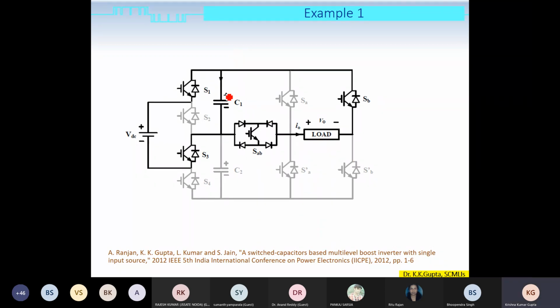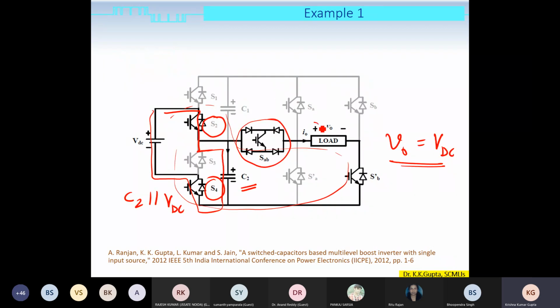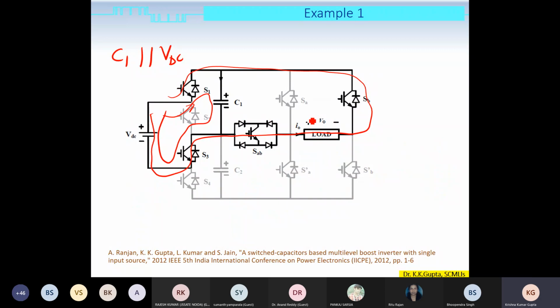I'm taking another state, and in this state, we have capacitor C1 in parallel with VDC. Here C1 is in parallel with VDC, and we also see that the load is connected to VDC. This time the polarity of the voltage is reversed. Here you see that the reference higher potential terminal is connected to the higher potential terminal of the load, whereas in the second state, this reference higher potential terminal is connected to the lower potential terminal of the source. So we see here that the output voltage is equal to minus VDC.